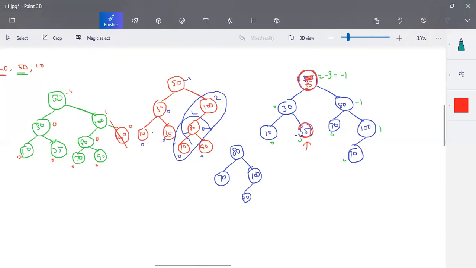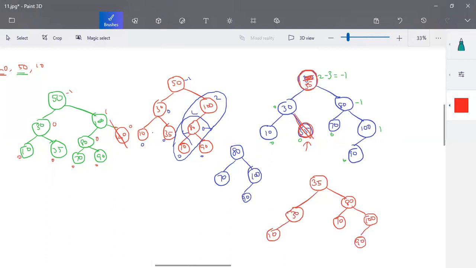Now 35 is a node with no children, so we can directly remove it. Okay, so this is after deletion. After deletion, the tree structure will look like this. Draw it here: 35 as the root node, 30, and you'll have 10 here. And this node will be deleted. And here you have 80, 70, 100, and 90.